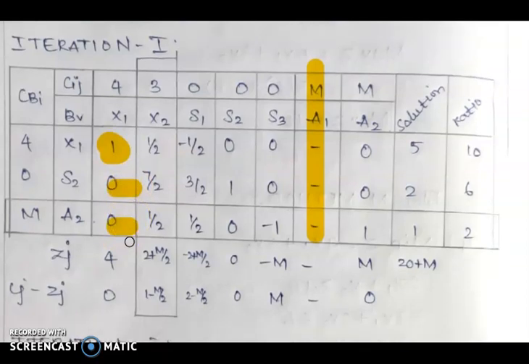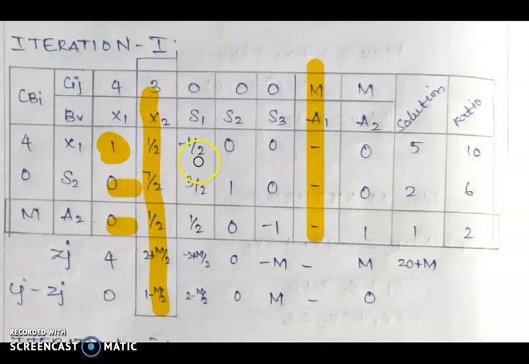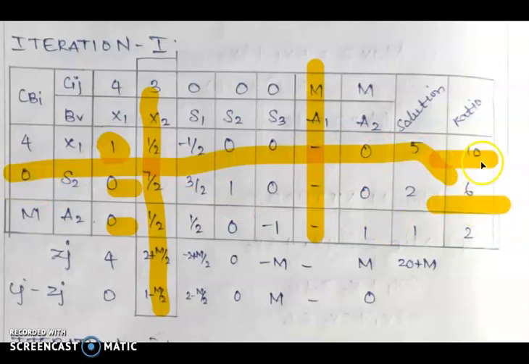After that, again we check whether the net evaluation Cj minus Zj is greater than or equal to 0 or not. Again the most negative value is this value. This value is the entering variable, and we divide the solution column by this column. So the value will be 5 divided by 1 by 2, which is 10. 7 divided by 2 gives 14 by 6. Here the minimum value is 10, 6. The minimum value will be 2. So this is the leaving variable.